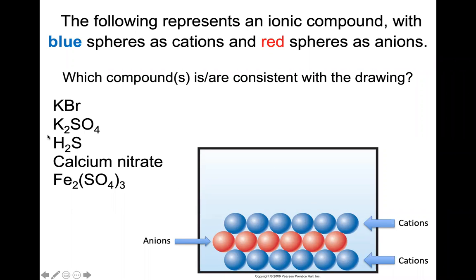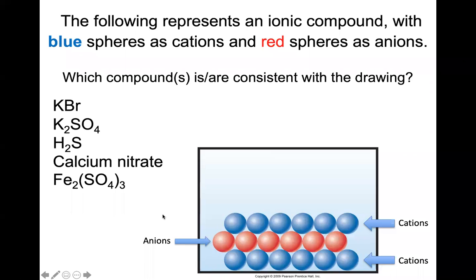Next, if I look more closely, it says the blue spheres are the cations and the red ones are the anions. So if I look at it closely, it looks like I have two cations for every one anion. In the empirical formula, I should have two cations for every one anion. Those are the features that I'm looking for when I'm seeking to eliminate the choices.